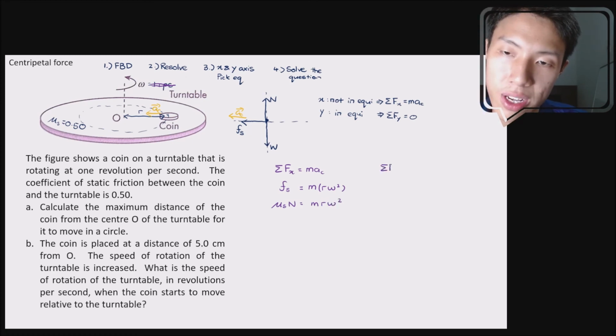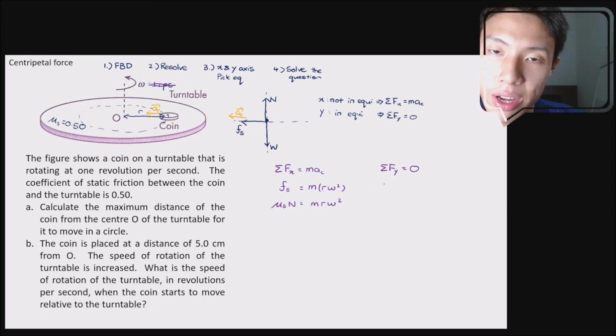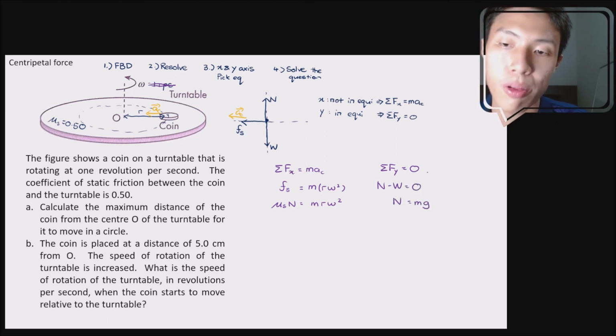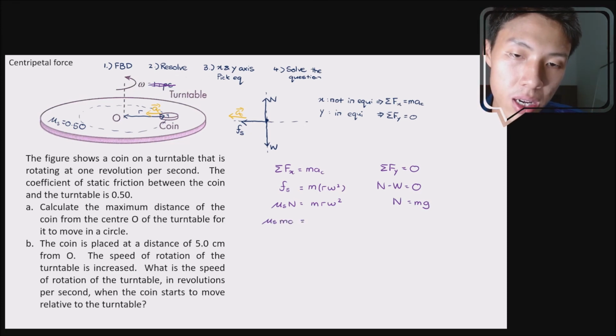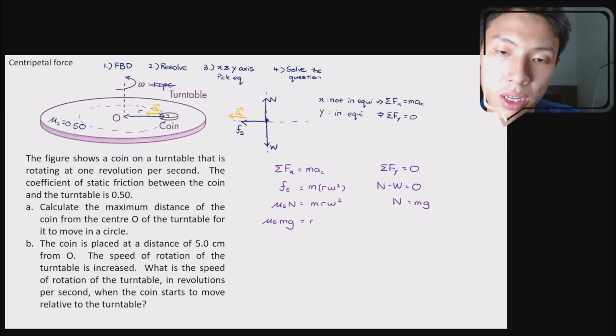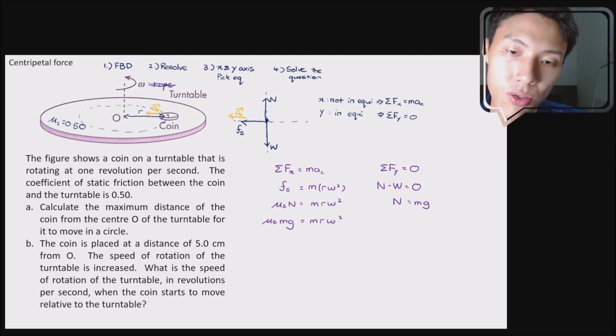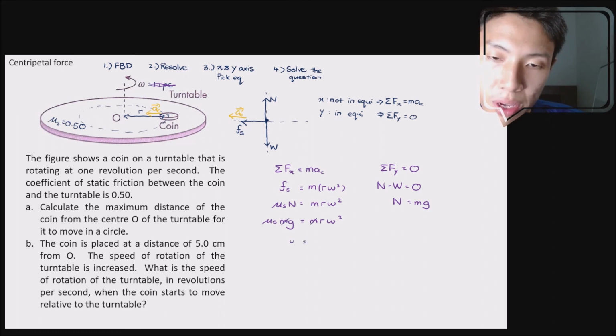Again, we want to find something to replace the normal over here. So we analyze the y-axis, and we find out that N minus the weight of the coin will be equal to 0. So the normal can be replaced by the mass of the coin multiplied by the acceleration due to gravity. Again, we bring in the mg to replace the normal. So right now we can cross out the mass, and now our question will be asking for omega. So omega squared will be equal to mu_s multiplied by the acceleration due to gravity divided by the radius.